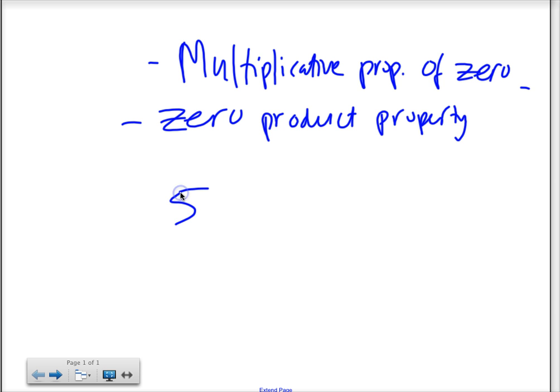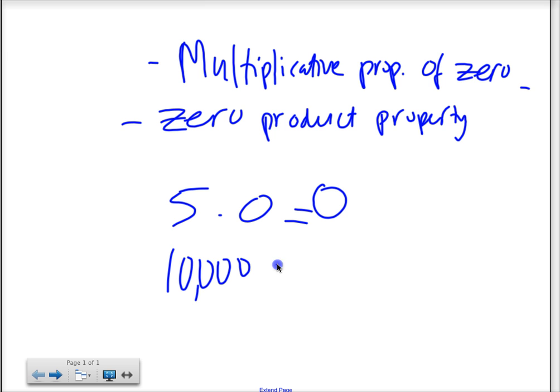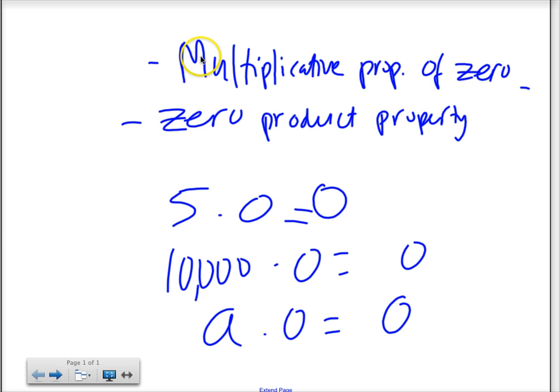And it means this. If you take a 5 times 0, what do you get back? 0. A 0. Whoa, who said 5? 0. If you take 10,000 times it by 0, what do you get back? 0. If you take anything times 0, what do you get back? 0. Okay, therefore we have something called the multiplicative property of 0. And it only applies to multiplication. Is that clear? Good. All right, moving on. That's not too bad, right?